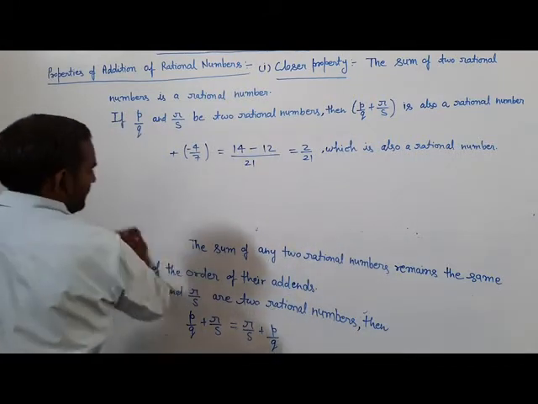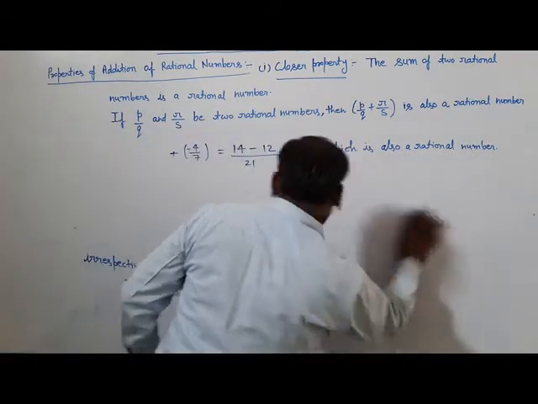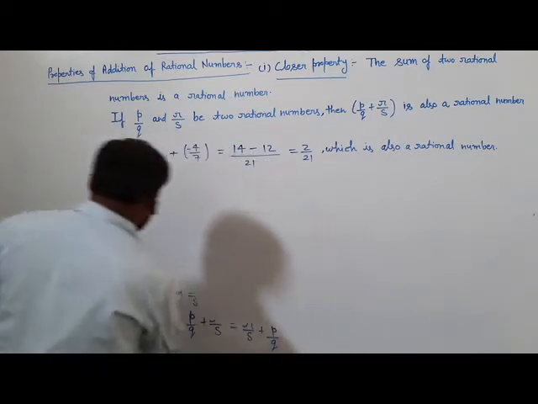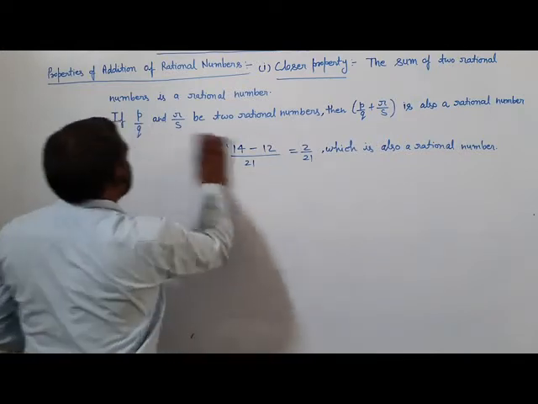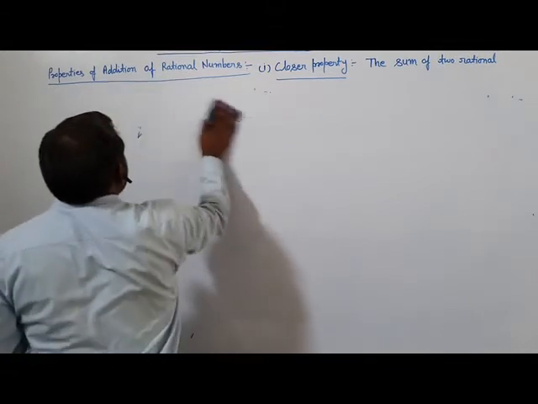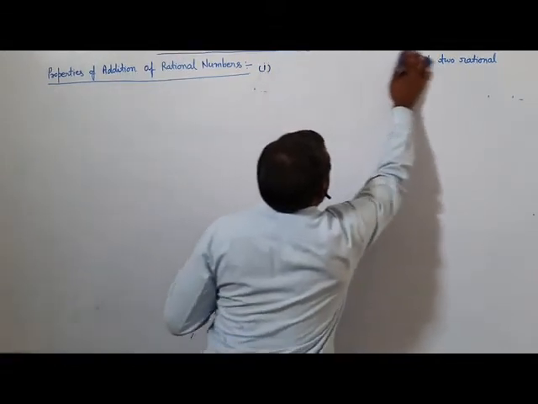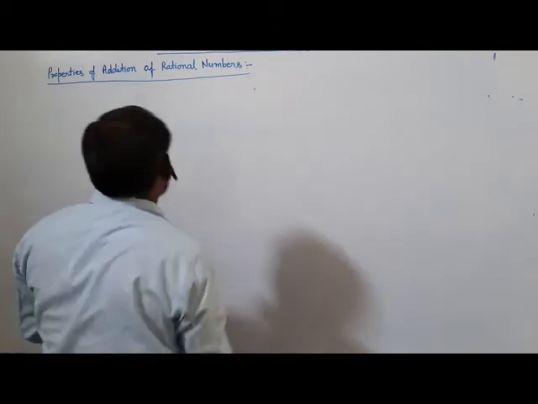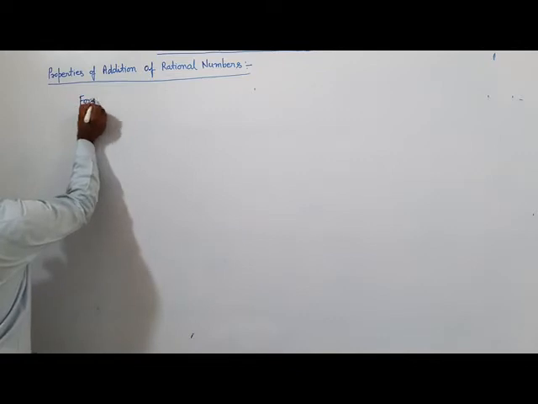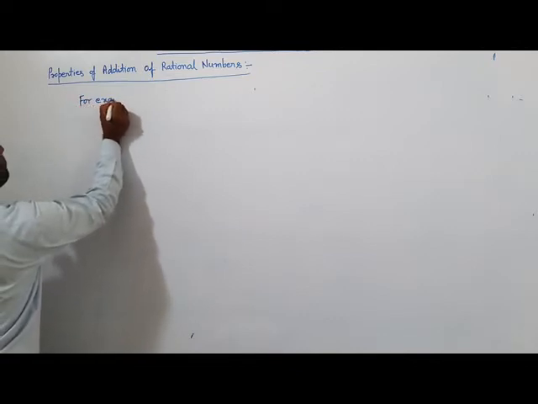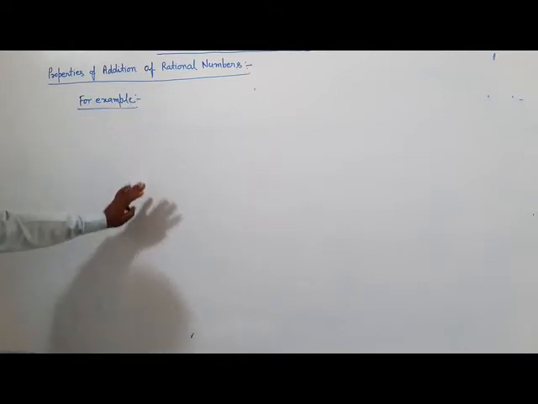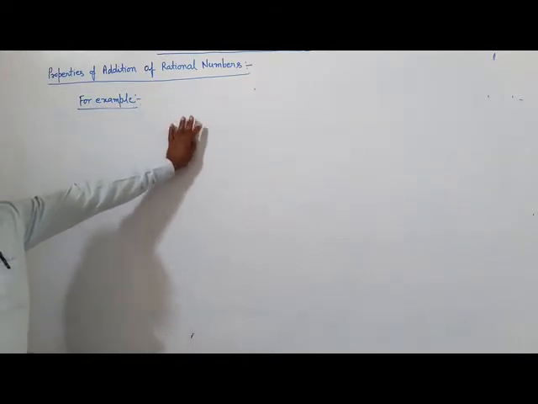In commutative property, if you add two rational numbers and change the order, we get the same answer. Take an example. Here we take the example of commutative property.